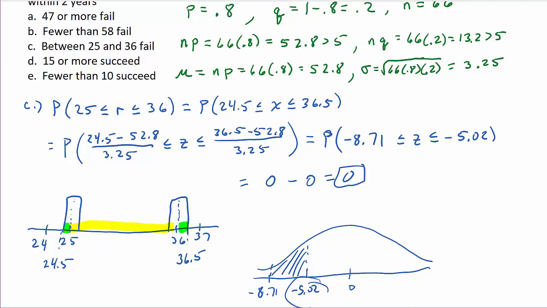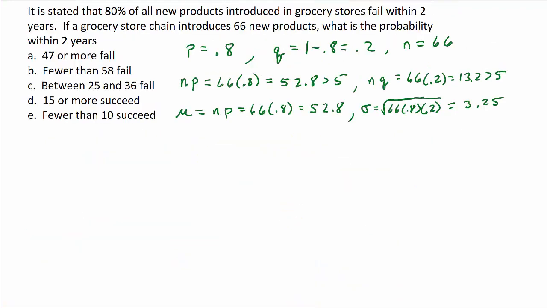Okay, so let's look at this next one. I'll pause while I erase it. Alright, so let's look at this one. It says the probability 15 or more succeed. Okay, now this changes everything. See, before a success was when it failed, but now a success is when it succeeds, because that's what we're looking for the probability of.